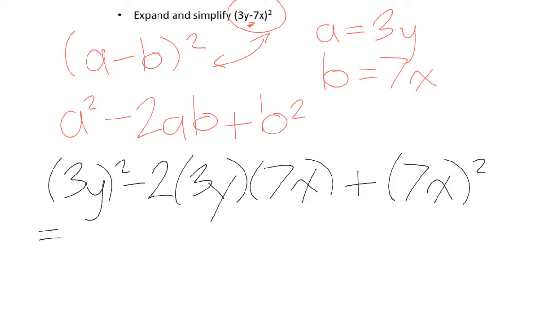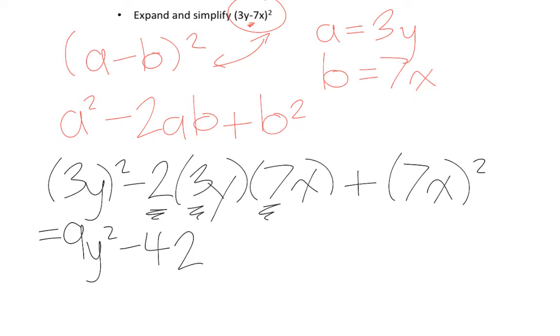3y to the power of 2. Everything inside the brackets gets raised to the power of 2. 3 squared is 9. Y to the power of 2 is y squared. Now, this is a little bit tricky, so be very careful. Negative 2 times 3 is negative 6. And then negative 6 multiplied by 7 is negative 42.